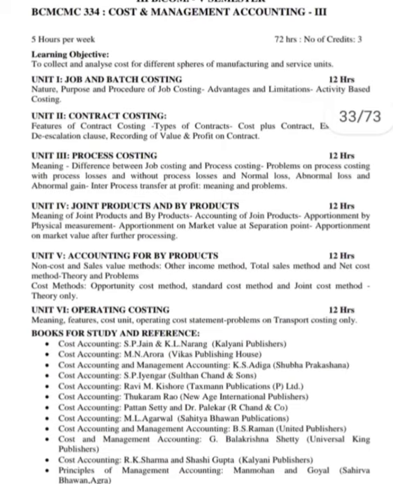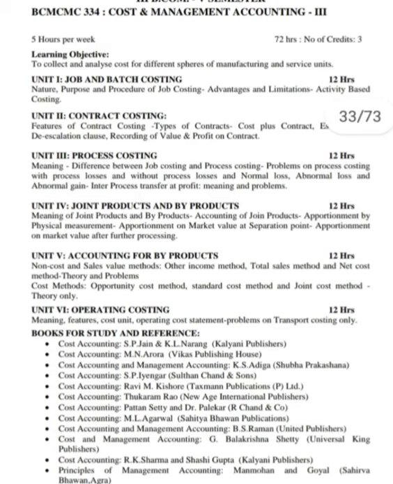Unit first, job and batch costing. Unit 2, contract costing. Unit 3, process costing. Unit 4, joint products and byproducts. And unit 5, accounting for byproducts. And unit 6, operating costing. Now we'll see one by one. The unit first, job and batch costing.